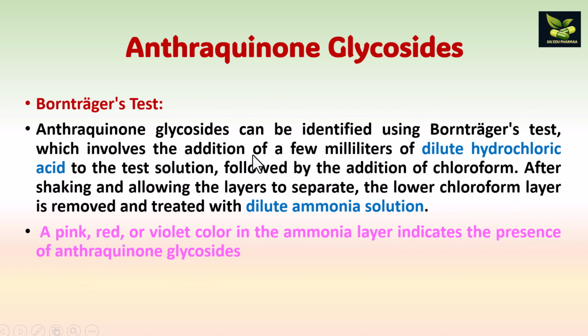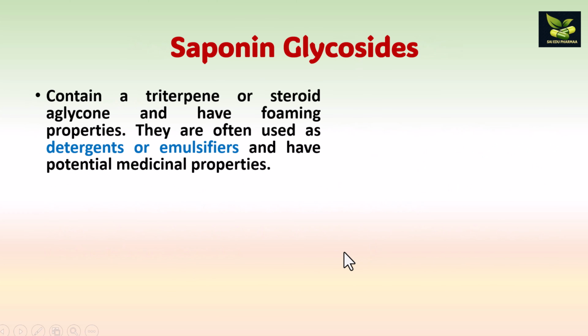Now this is the test, Bornträger's test. In this we add few ml of dilute hydrochloric acid to the test solution followed by addition of chloroform. After shaking and allowing the layers to separate, the lower chloroform layer is removed and treated with dilute ammonia solution. A pink, red or violet color in the ammonia layer shows the presence of anthraquinone glycosides. This is very important.